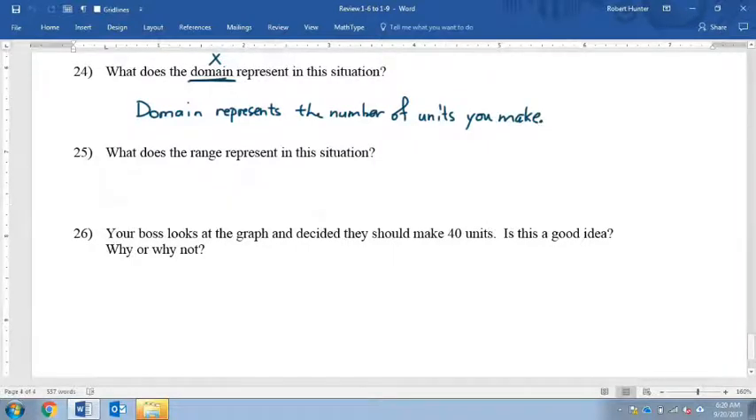Okay, what does the range represent? Okay, so range is your y values, and we labeled that y-axis as the expected profit, right? So range represents the expected profit.